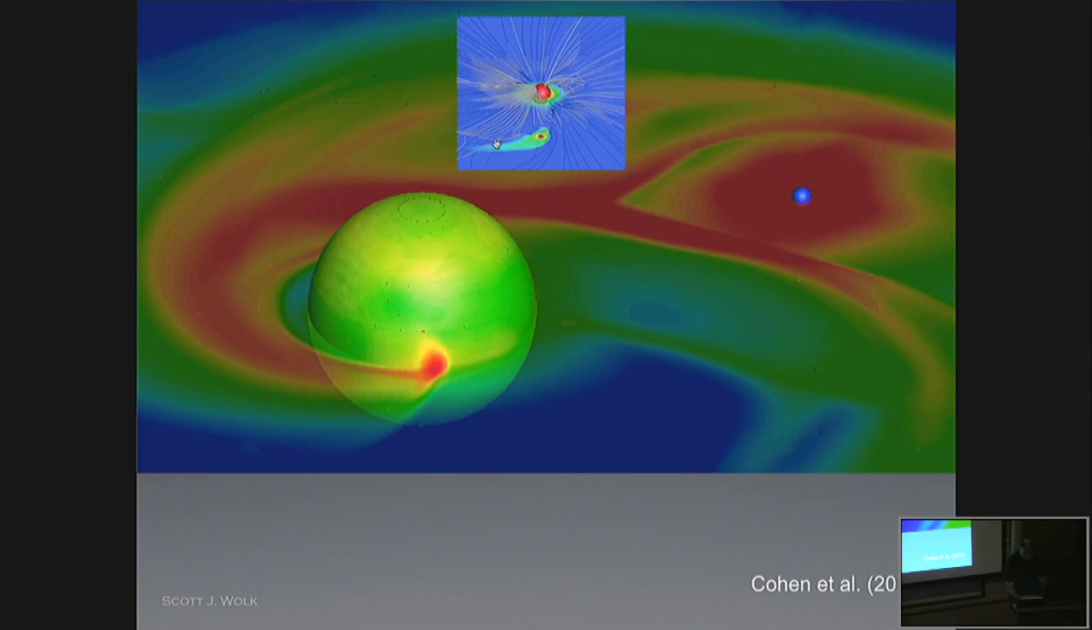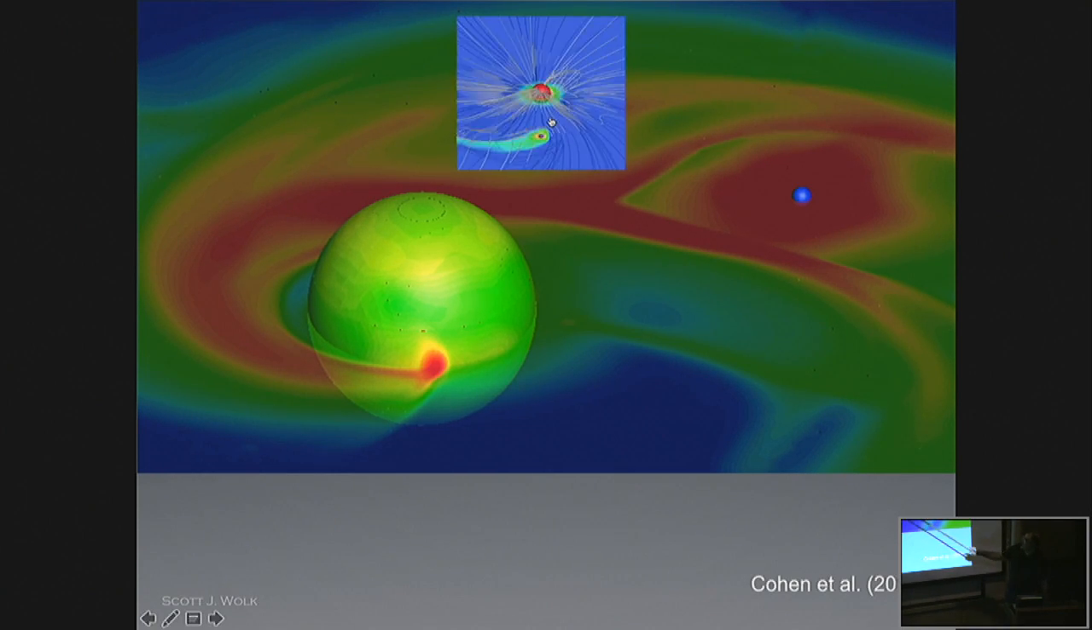Going back a step, let me see if I can do it there. Going back a step, these are models by Ofer Cohen, who just left a couple of months ago. And what he's showing here is that in the frame of the planet, the planet is going to see the magnetic field of the star whipping by, and this can start to strip off material from the planet.